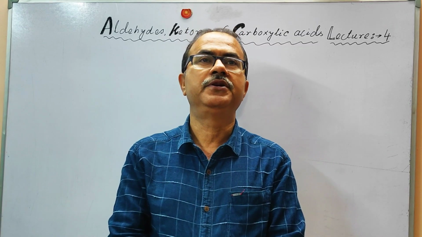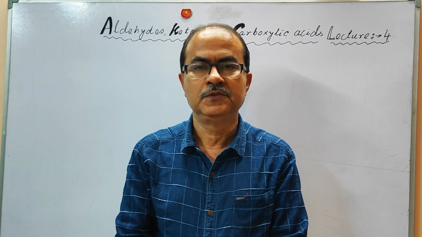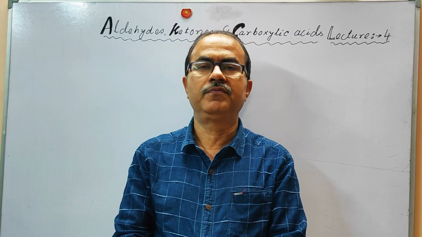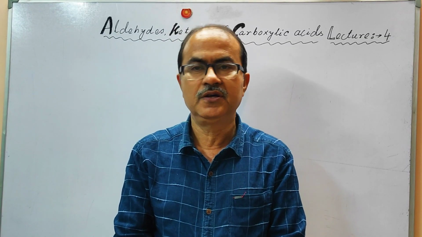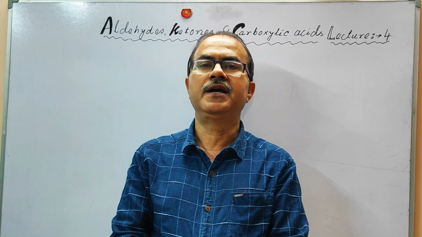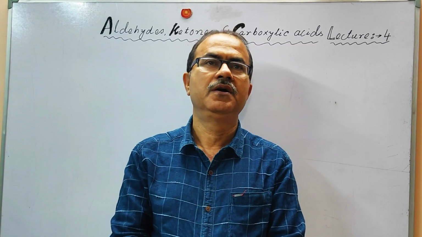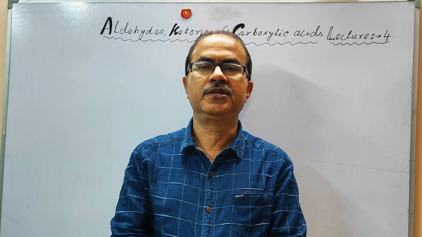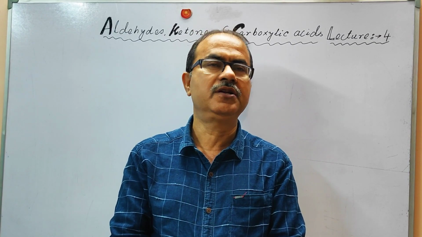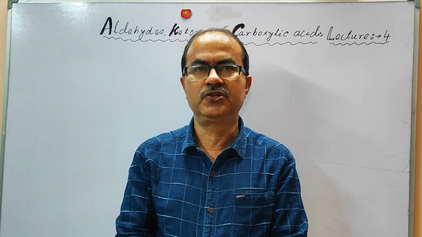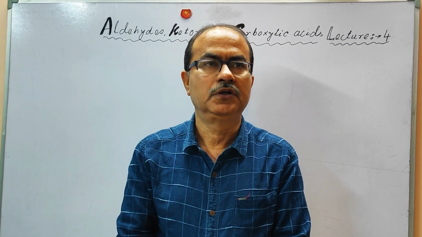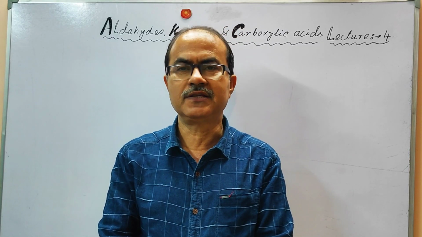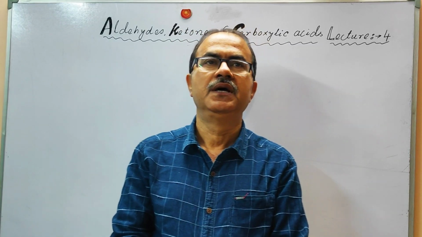So far we have discussed three topics in this chapter. In the first lecture we discussed the nomenclature, which was basically the introduction to this chapter. What is carboxylic acid, what is aldehyde, what is ketone, the basic things we discussed in that lecture, and also the nomenclature of the two compounds. Carboxylic acid we will discuss separately.